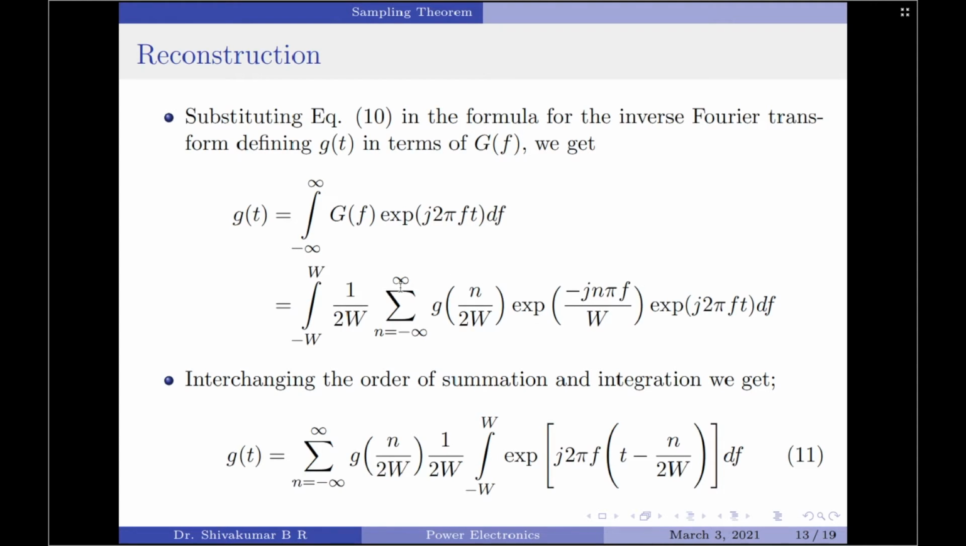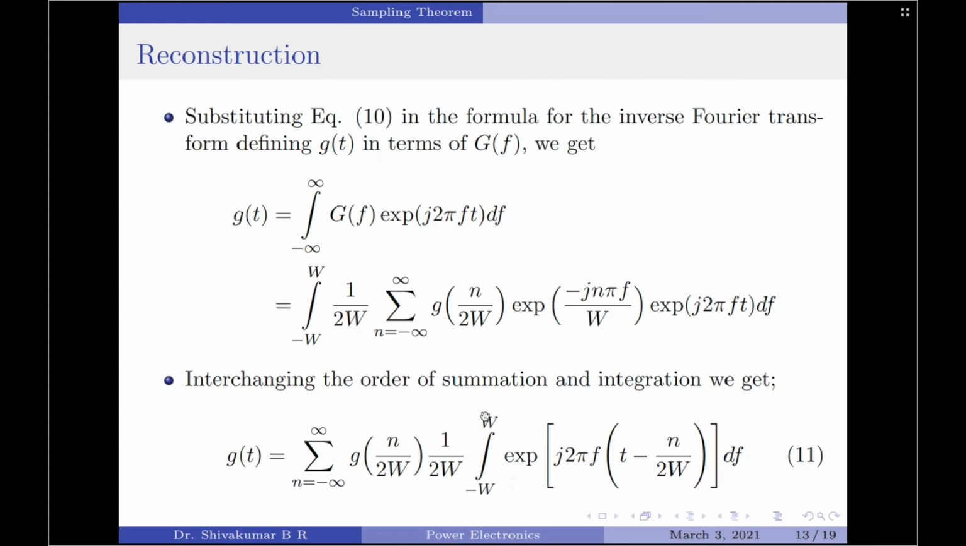Now, let us interchange the order of summation and integration. Let us take the summation and g(n by 2w) outside. Then we have 1 by 2w, then integration between the limits minus W to plus W of exponential of, simplifying by taking some common terms, j 2 pi f multiplied by t minus n by 2w, df.